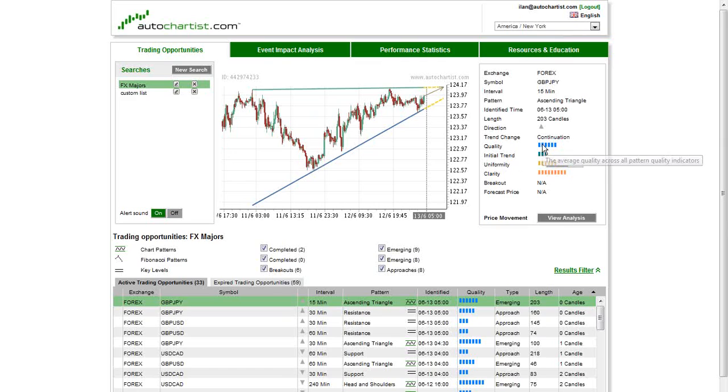And the overall quality, which is the same value that you see on the bottom of the screen over here, is just an arithmetic average of all the other quality indicators.